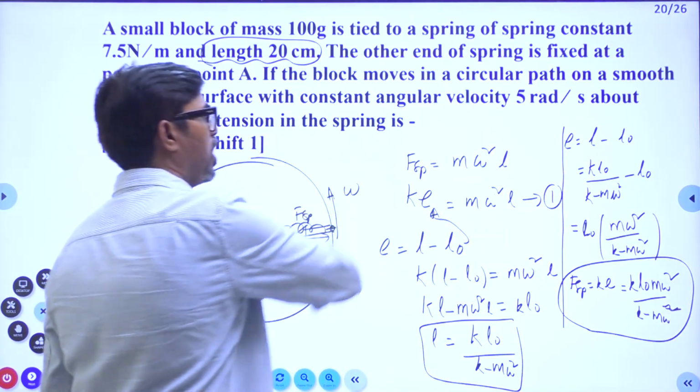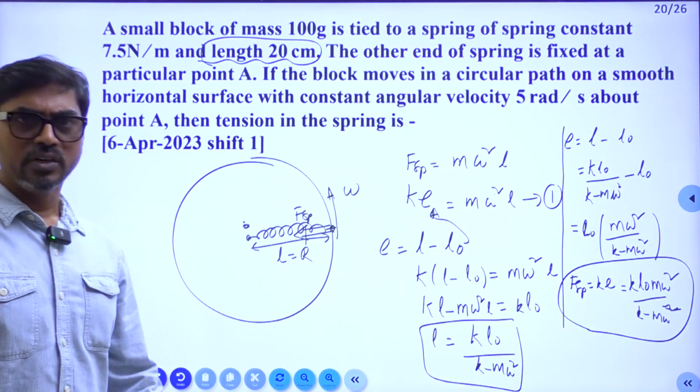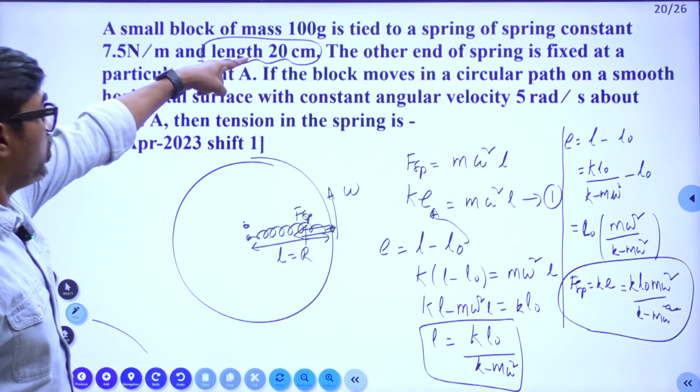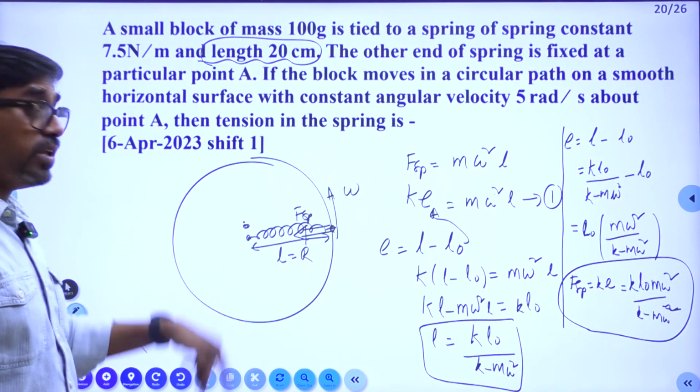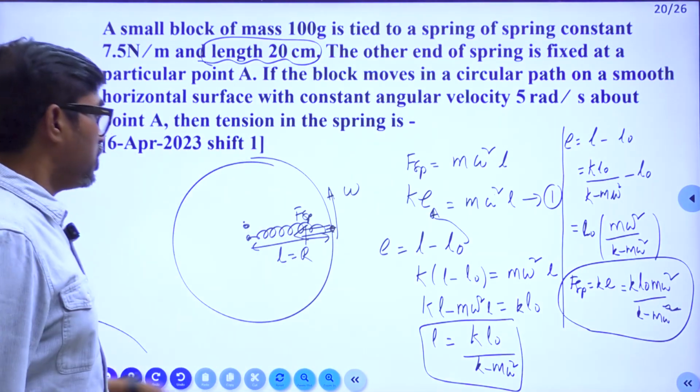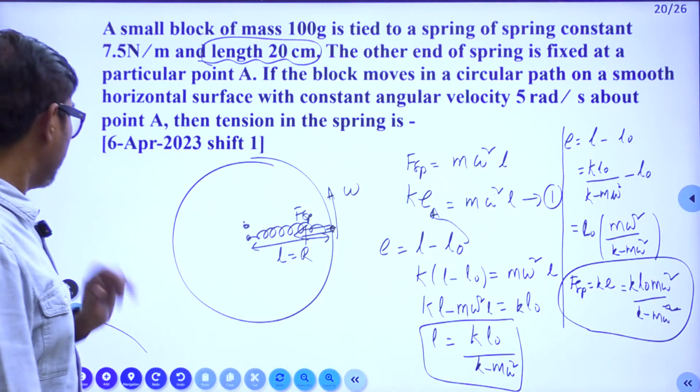So you can substitute the values and try to calculate it. I hope you understood that. So the spring length is not L naught. L naught they had given as 20 centimeters. L we have to calculate. L is natural length plus elongation. That is the radius of the circle in which the particle is moving. So that's the basic idea.